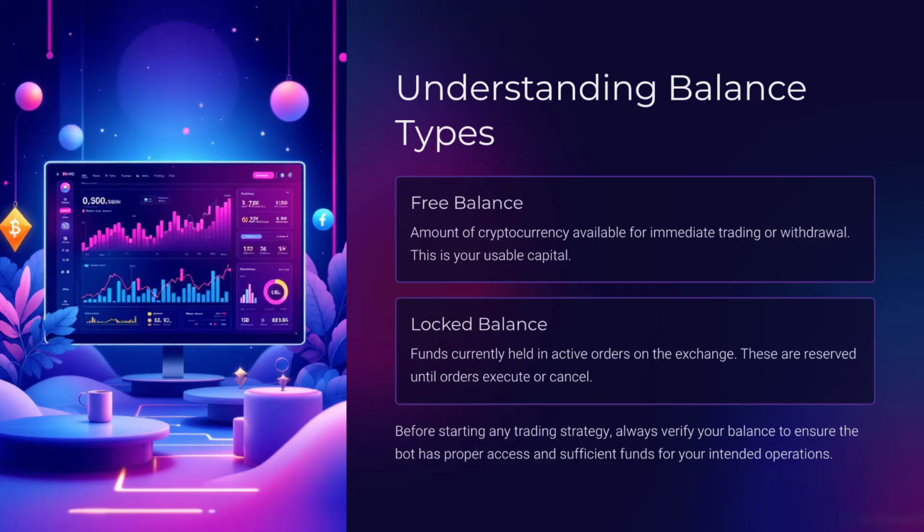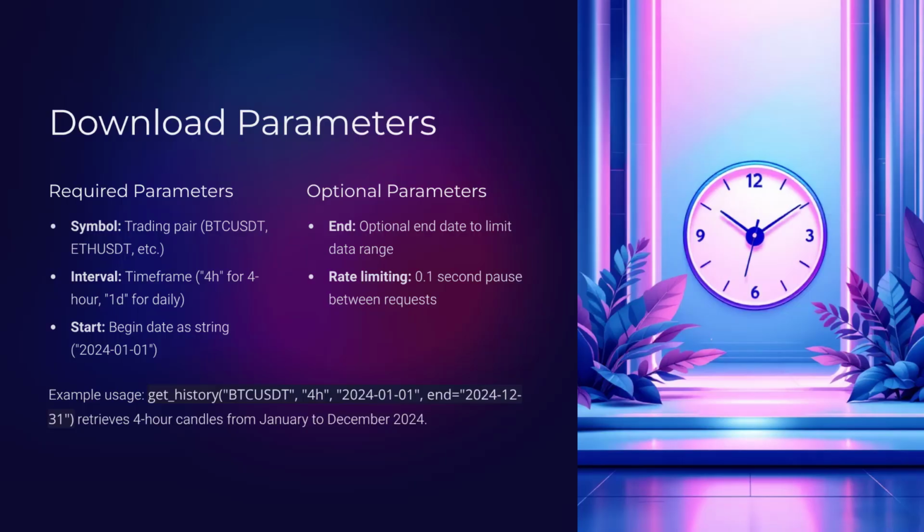Now let's move on to the most important part of this video, the getHistory function. This function is responsible for downloading historical OHLCV candles from Binance and converting them into a clean pandas data frame. The function takes four arguments, symbol, interval, start, and an optional end. Symbol is the trading pair, for example BTCUSDT, ETHUSDT, BNBUSDT, or XAUUSDT. Interval is the time frame, like 4H for 4-hour candles or 1D for daily candles.